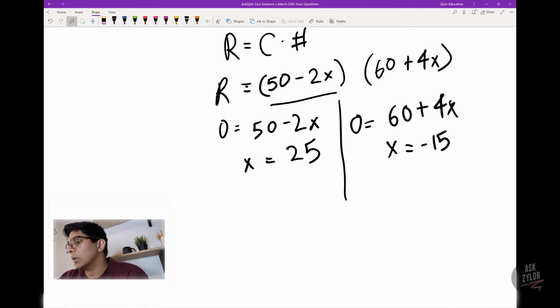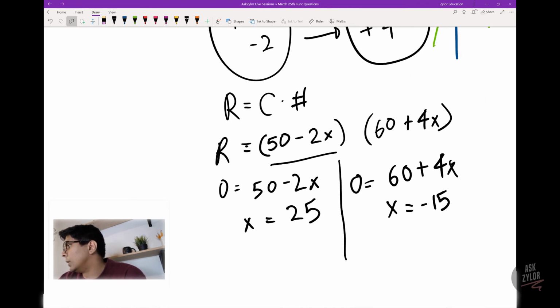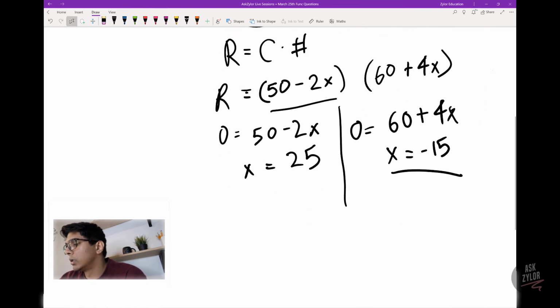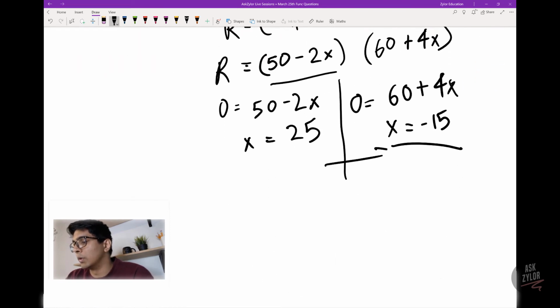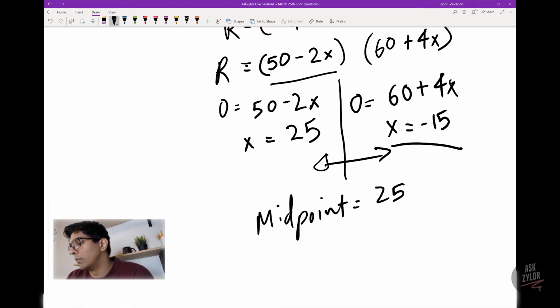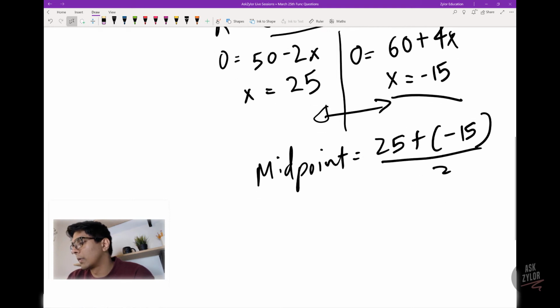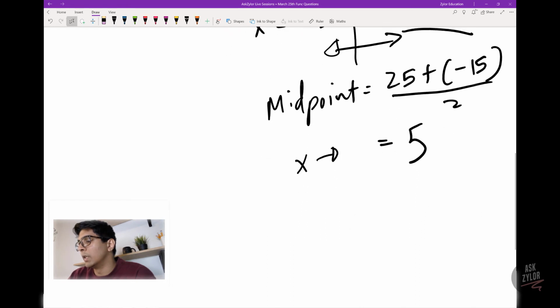Right? So I can't really be dealing with the negative, but that's not what I'm looking for. I'm trying to find a midpoint between these two zeros, right? So my midpoint is just the addition of the two zeros. So I have 25 plus negative 15 over 2 to give me 5. So that's my midpoint. In other words, my vertex has an x value of 5.